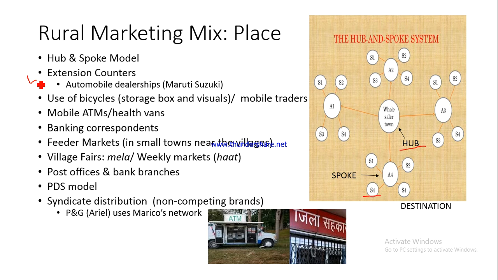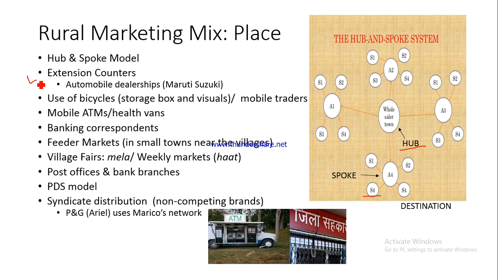So what P&G did was they struck a deal with Marico, and Marico had a good network. So what did they do? They started sharing trucks. Some part of the truck would be filled by the Marico products, while the other part would be filled up by the Procter and Gamble products, specifically Ariel, the detergent powder. And then the products of both the two companies would be carried by the truck to the rural areas.